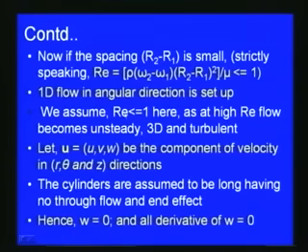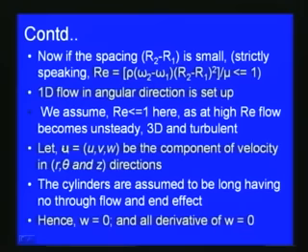Now, we assume the Reynolds number is less than or equal to 1, as at high Reynolds number the flow becomes unsteady and three-dimensional turbulent. So, we are considering only the case of Reynolds number less than or equal to 1, since for a higher Reynolds number the flow is generally unsteady and we have to consider three-dimensional and turbulent flow depending upon the case.